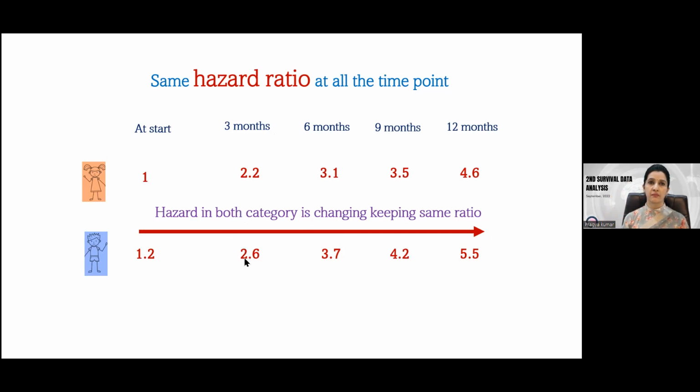If it is in male, it is 2.6. And if it is in female, it is 2.2. Then what should be the hazard ratio? All of you, please type in the chat box.